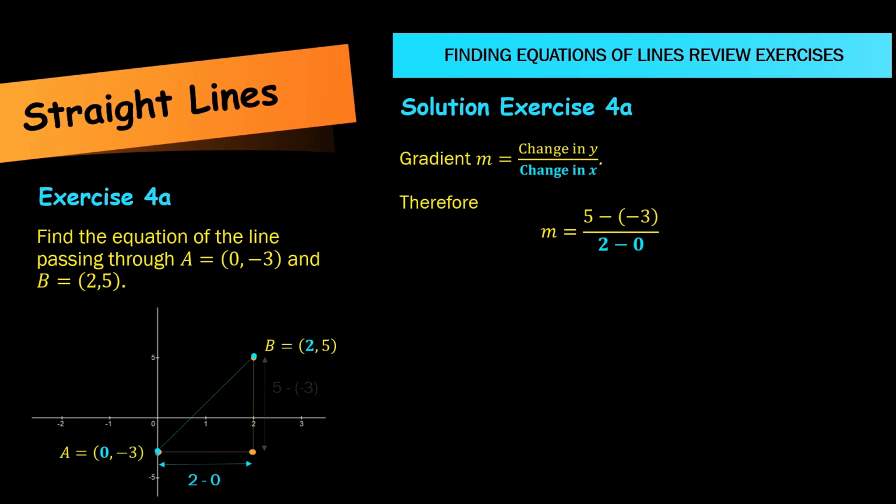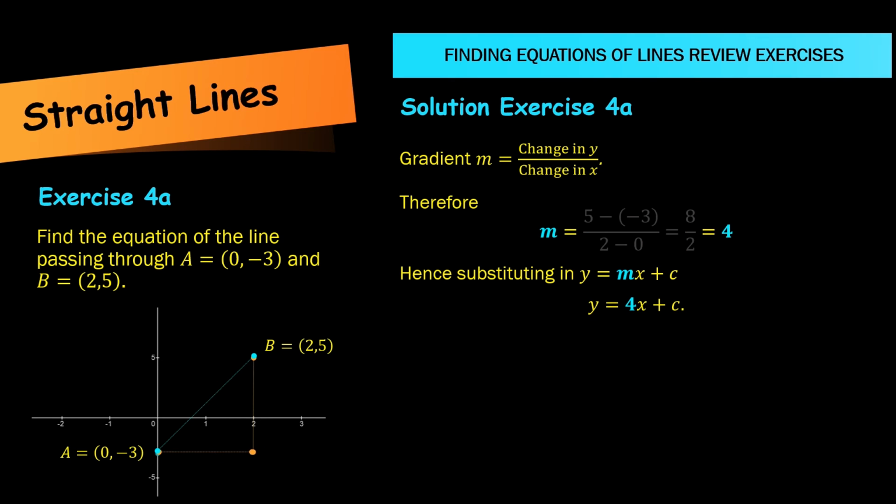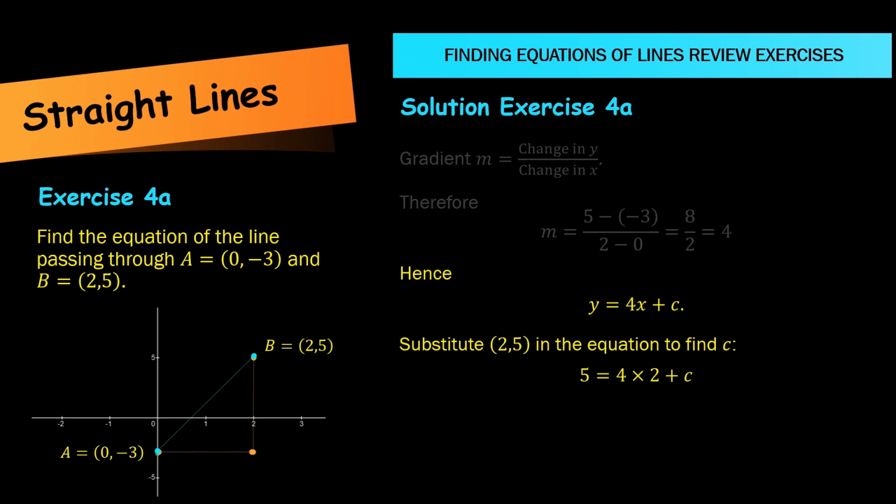So the gradient equals 8 over 2, which equals 4. Hence, substituting in y equals mx plus c gives us y equals 4x plus c. Now substitute 2, 5 in the equation to find c. Plug in y equals 5 here. The gradient is 4. And plug in x equals 2 here.